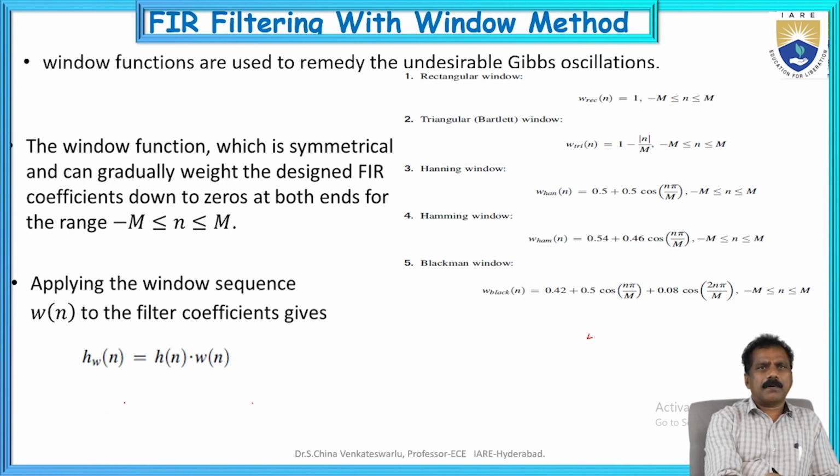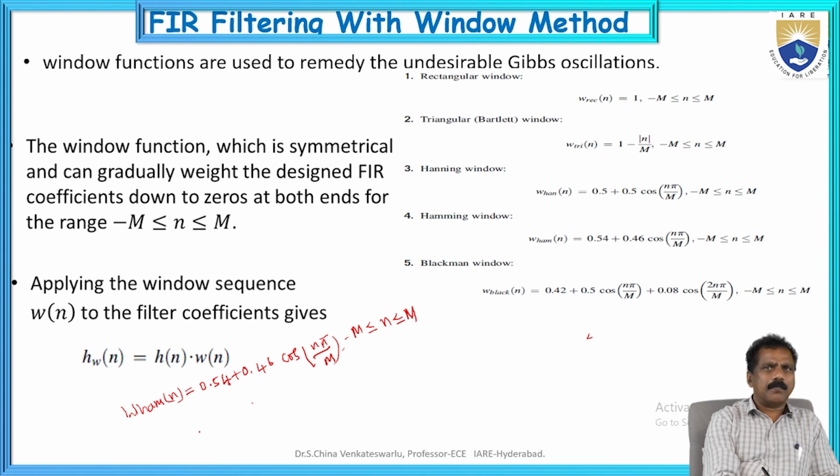The Hamming window, w_ham of n, is equal to 0.54 plus 0.46 cos of n pi by M, with minus M less than or equal to n less than or equal to capital M.